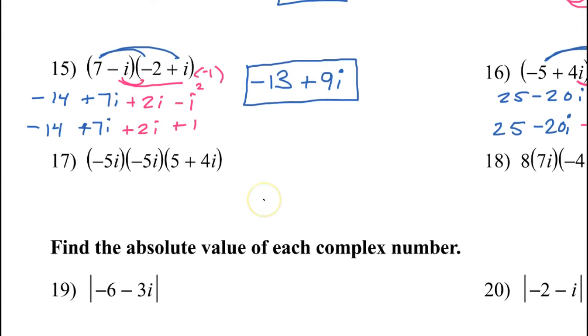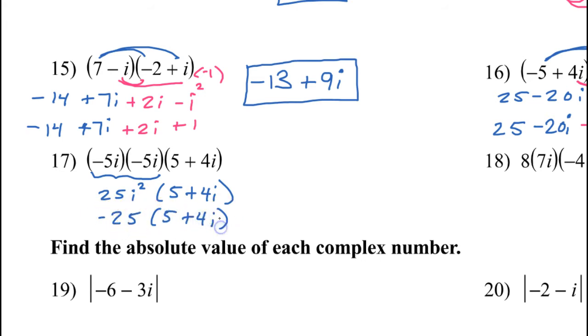Okay, number 17. So doing this in stages. First of all, we have negative 5i times negative 5i. That is going to be 25i squared times 5 plus 4i. But i squared is negative 1. So negative 1 times 25 is negative 25 times 5 plus 4i.